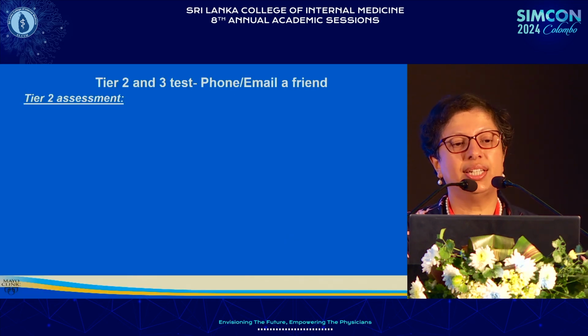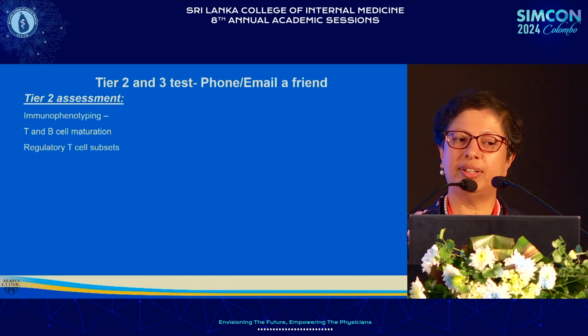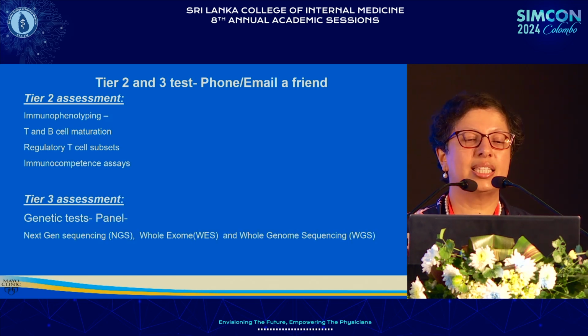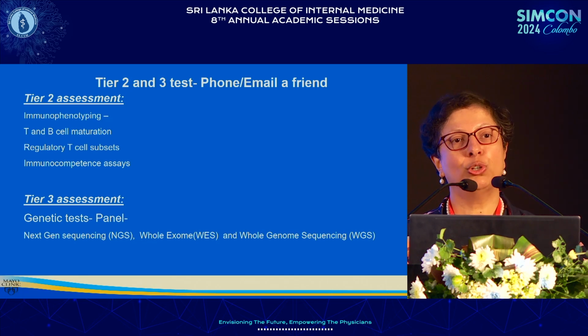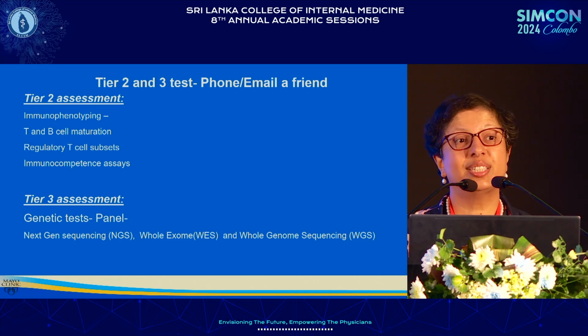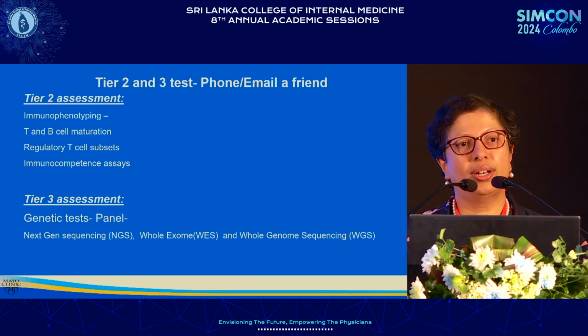As I mentioned, the tier two testing are more specific assessment immunophenotyping wise, and the tier three assessment are more genetic testing where we do whole exome and whole genome sequencing. And many times we do multiple family members, the proband and their parents, like a trio testing to look at genetic etiologies for some of these immune deficiencies.